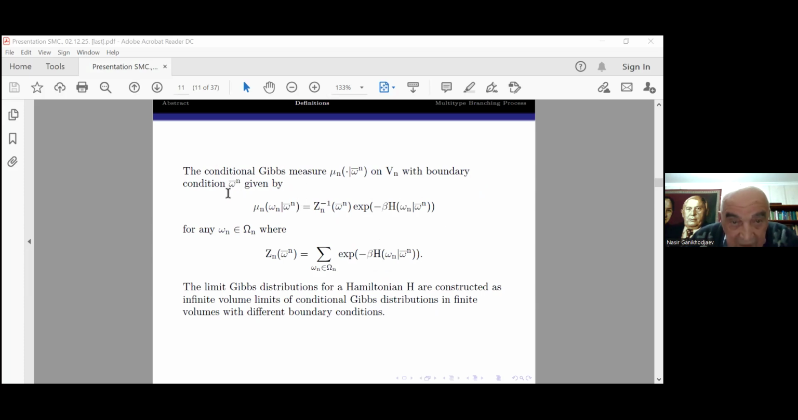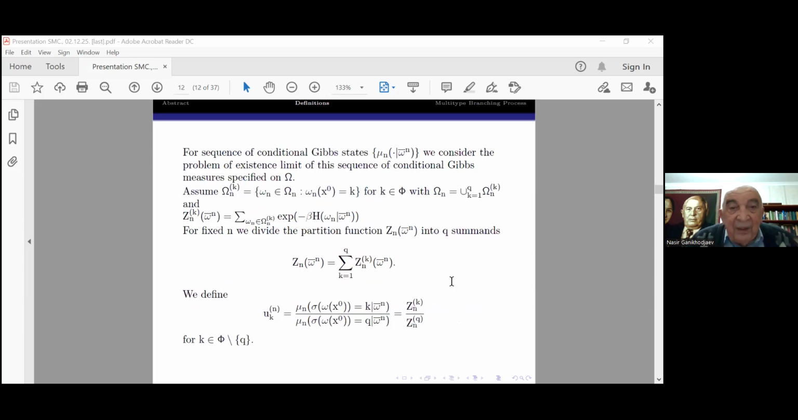Again, we have fixed the boundary configuration condition. For an arbitrary configuration on Vn, we define this conditional Gibbs measure like this ratio, where Zn is the partition function, which is the sum over all configurations on Vn. Now the limit Gibbs distributions for Hamiltonian H are constructed as infinite volume limits of conditional Gibbs distributions with different boundary conditions. That is, we fix n, let n tend to infinity, and we reach V. So for the sequence of conditional Gibbs states, we consider the problem of the existence of a limit of this sequence of conditional Gibbs measures.